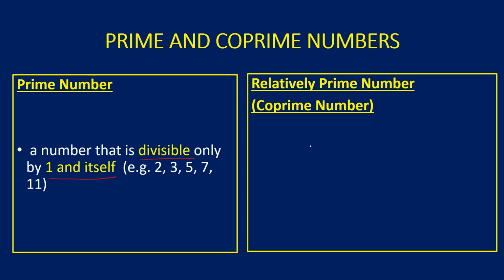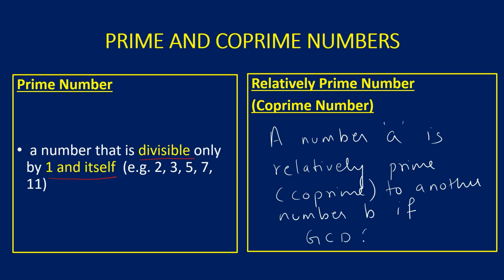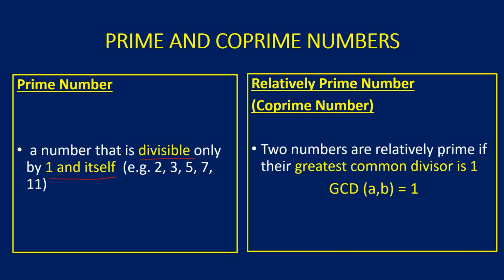So what is a relatively prime number or a co-prime number? A number A is relatively prime, which we also call co-prime, to another number B if it satisfies the following condition. The greatest common divisor of A and B has to be 1. If this condition is satisfied, then A and B are said to be relatively prime numbers or co-prime numbers. So two numbers are said to be relatively prime if the greatest common divisor of the two numbers, that is GCD of A comma B, is equal to 1.